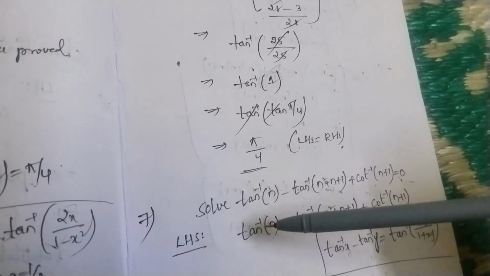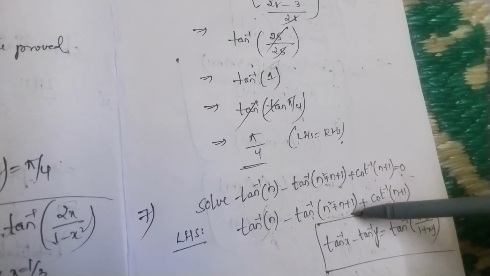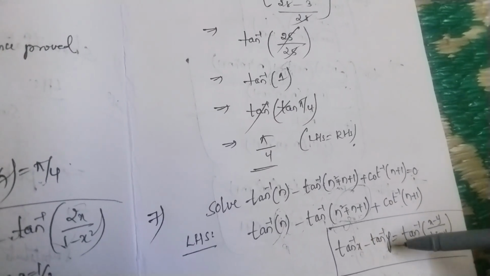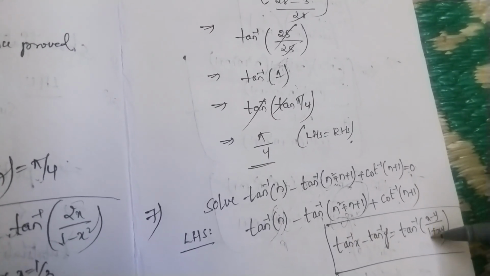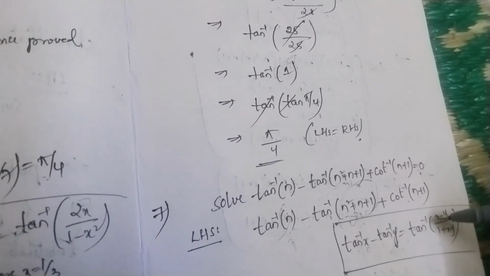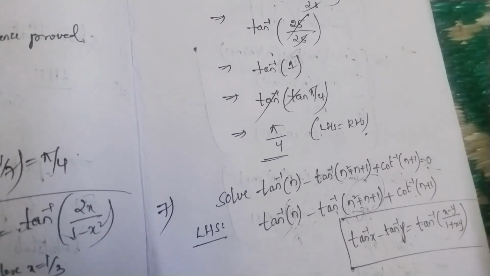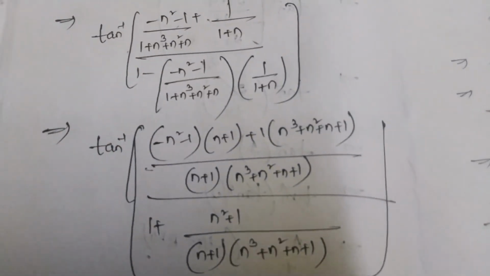Now we have to apply the formula for tan inverse x minus tan inverse y. Here n is the x function, and the whole bracket is the y function. What is the formula we have? Tan inverse of x minus y by 1 plus xy. This is the formula for tan inverse x minus tan inverse y.